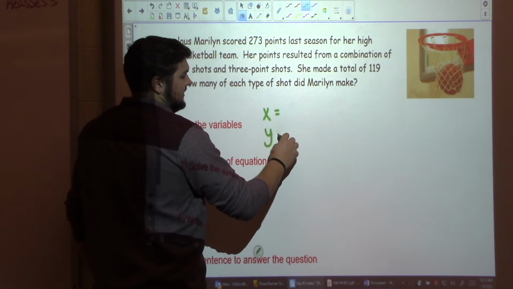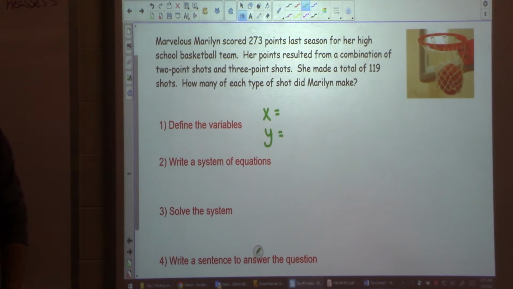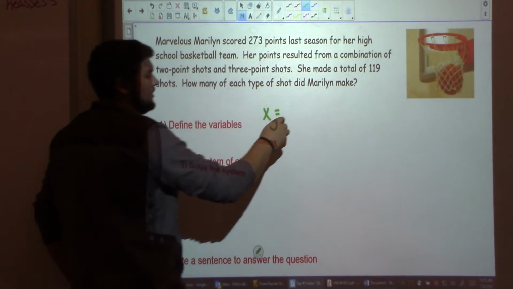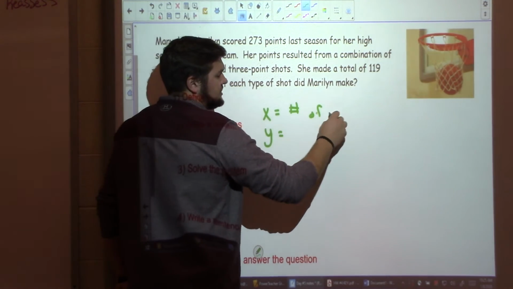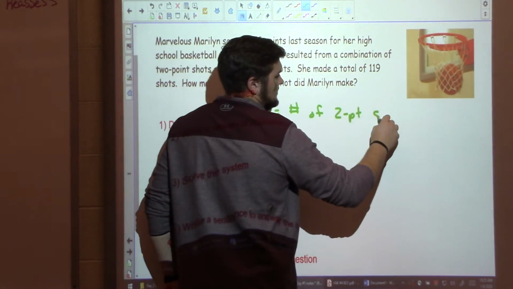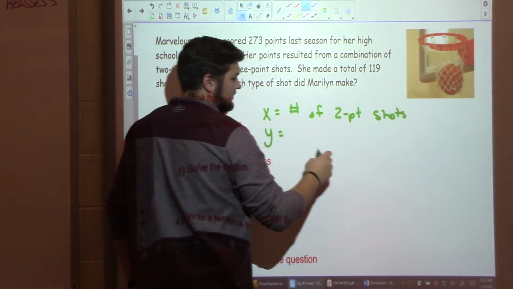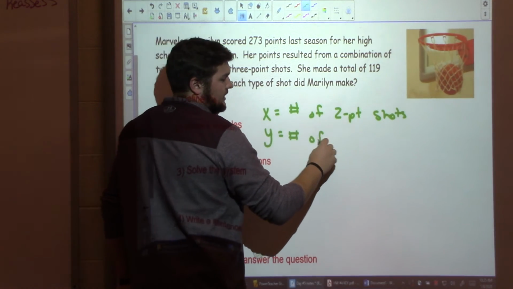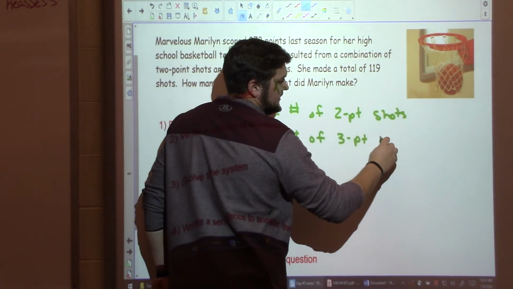Well, if I'm defining my variables here, what are my variables? What am I looking for? 2-point shots and 3-point shots, right? I need to know how many she made. So X will be number of 2-point shots. No free throws. Number of 3-point shots will be Y.